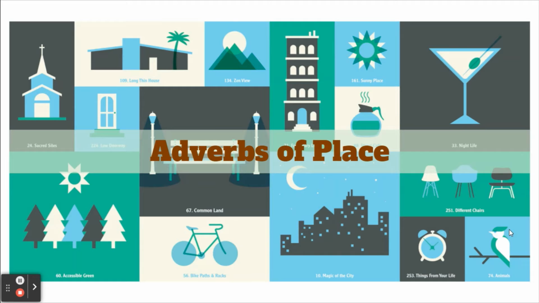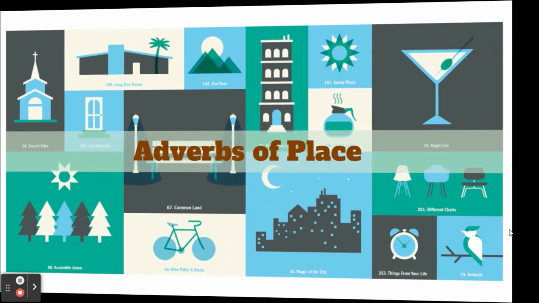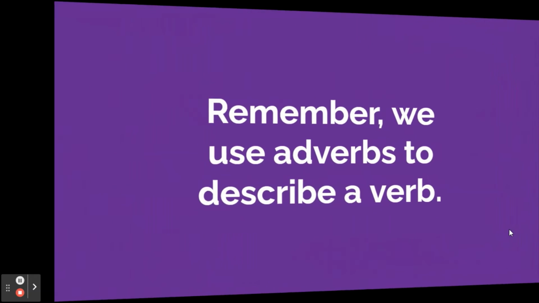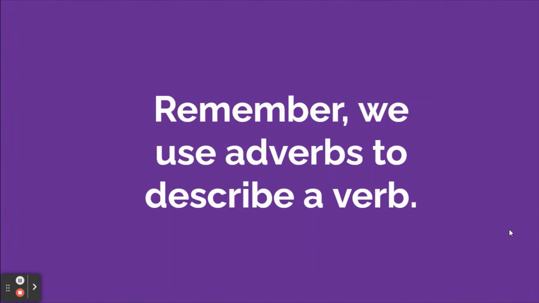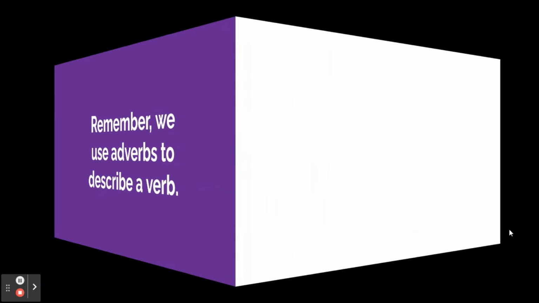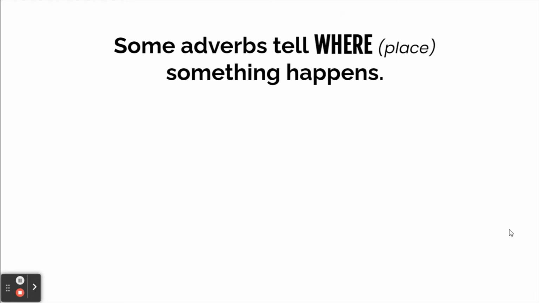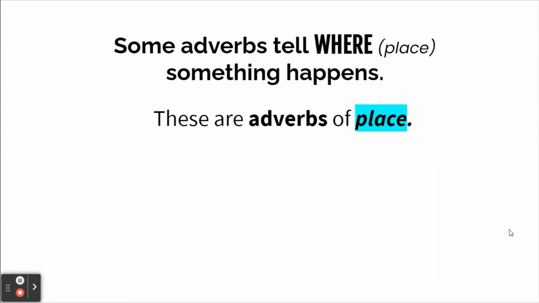Remember that, okay? So now we're going to look at adverbs of place, okay? And adverbs of place are related to which word? Yeah, where. That's right. So again, remember we use adverbs to describe a verb, okay? All right, so here we go. Some adverbs tell where, place, something happens. These are adverbs of place, okay?